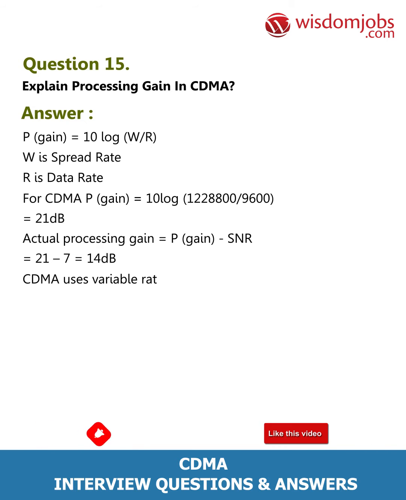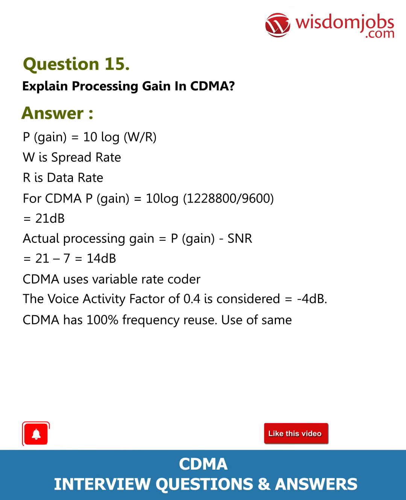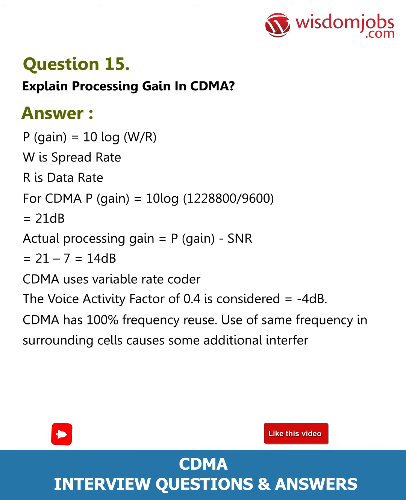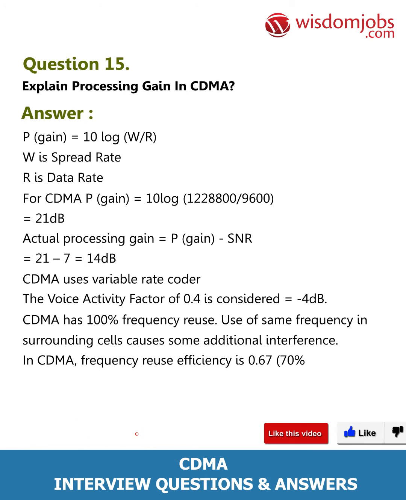CDMA uses a variable rate coder. The voice activity factor of 0.4 is considered, which equals minus 4 dB. CDMA has 100% frequency reuse. Use of the same frequency in surrounding cells causes some additional interference. In CDMA, the frequency reuse efficiency is 0.67, so 10 log of 0.67 equals minus 1.73 dB.